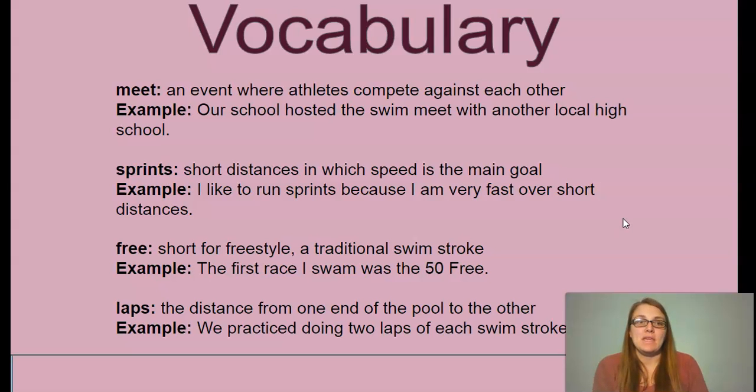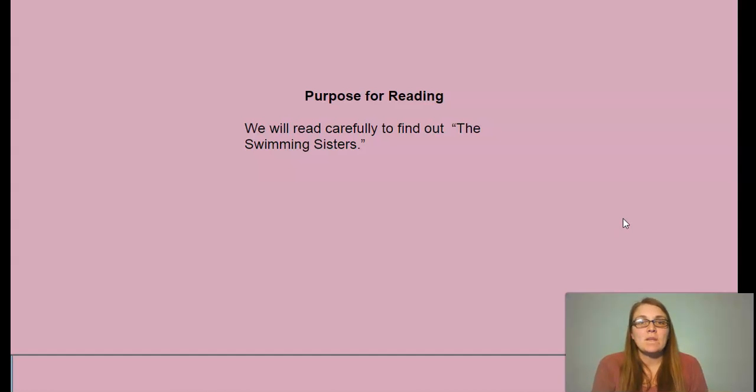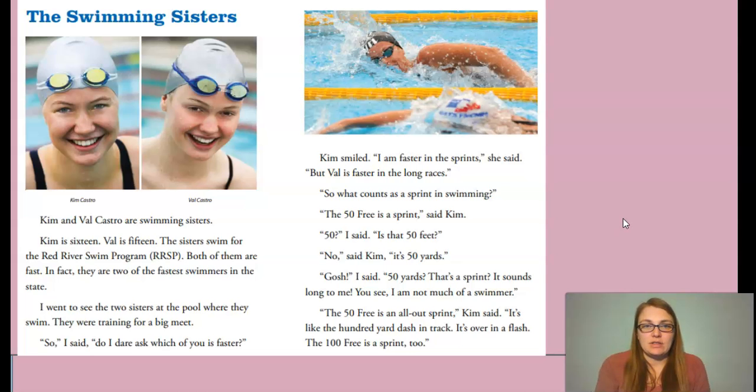Vocabulary: a meet. A meet is an event where athletes compete against each other. Sprints are short distances in which speed is the main goal. So swimming and running events, sprints are really short distances that are traveled, and you have to go really, really, really fast. So speed is the focus. Free means short for freestyle. It's a traditional swim stroke. And laps, the distance from one end of the pool to the other. The purpose for reading today: read carefully to find out about the Swim Sisters.